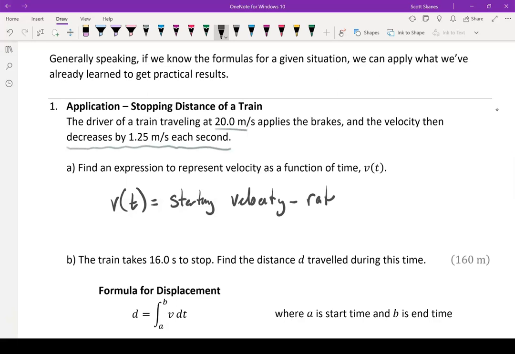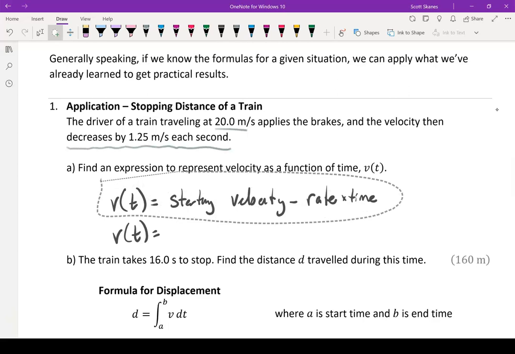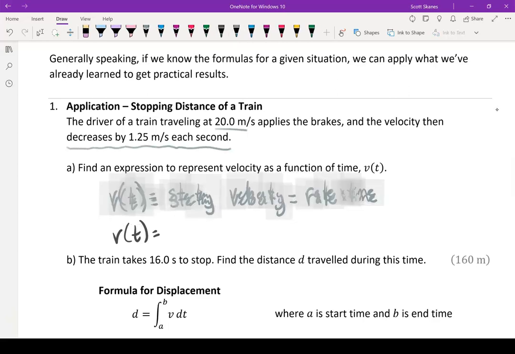Subtract the rate of velocity times the time that it took. So sort of like referring back to a previous unit, way back to functions, we can build our own thing. So really that's my mental process, how I would approach this question.